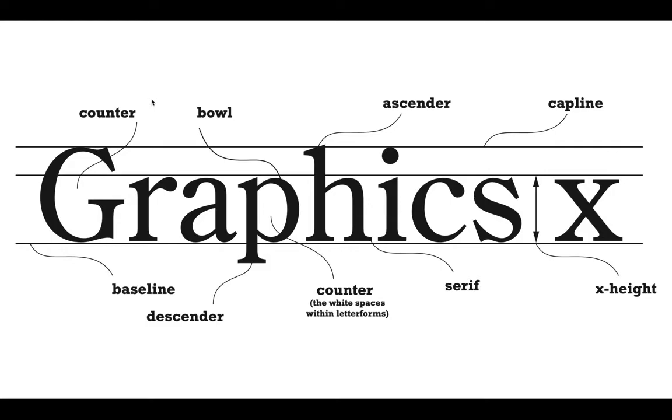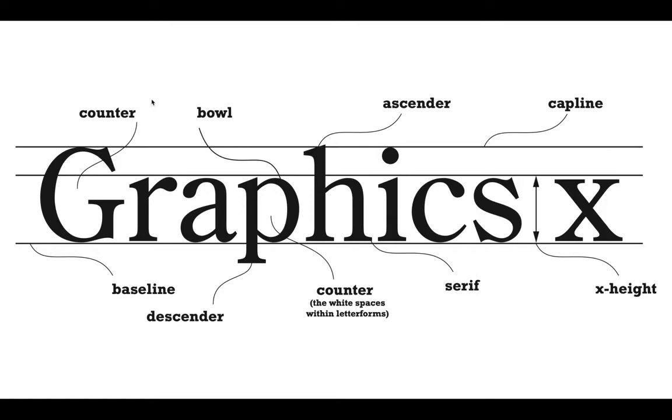And then what they have is a bowl and a counter. A counter is the negative space within those letter forms, and the bowl is the curved shape. So it's important to think about that. We also have what's called a serif, and a serif is the finishing stroke on parts of a letter. And those are all different.